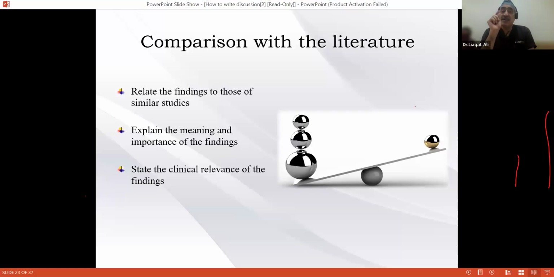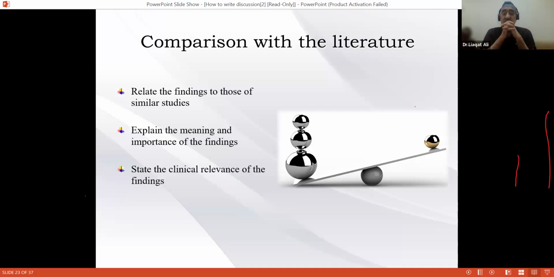अच्छा. In comparison with the literature, relate the finding to those of the similar studies. बिल्कुल उनके साथ finding, आप अगर mean finding. Here we like to inflate our data. Mean age was this and median age was this and mode was this and Mr. X has studied and his mean age was this and more. नहीं, जो main outcome variables है उस पे ज्यादा concentrate करें.